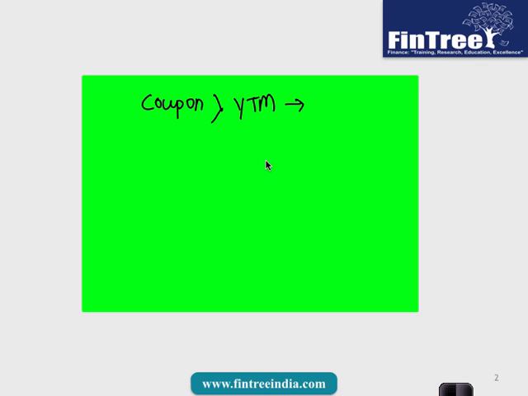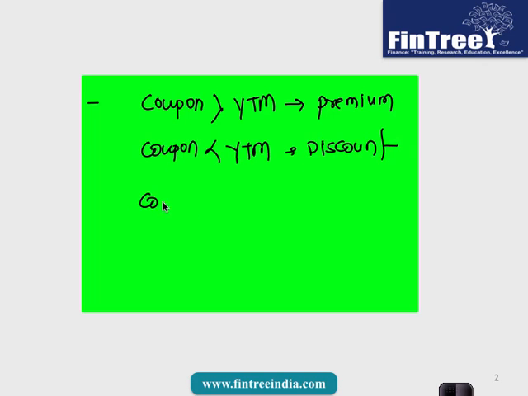So I'll give you a simple trick to think of this. Coupon is what you get, YTM is what you should get. Coupon is what you actually get. In this case, are you getting more or less? More. If you get more, it is a premium bond. If you get less, it is a discount bond. So if coupon is more than the YTM, we will say it's a premium bond. But if coupon is less than the YTM, then it would be a discount bond, and if coupon is same as the YTM, then the bond is trading at par.